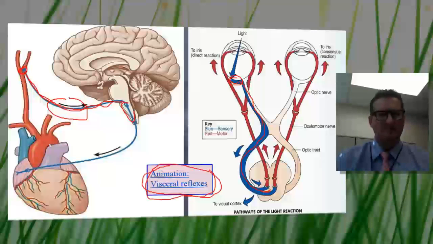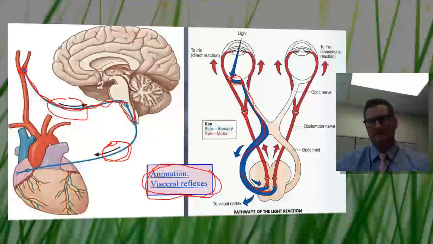In the blood pressure example on the left, it's the vagus nerve that is the motor nerve. The vagus nerve sends a signal to the heart's pacemaker, the SA node, to slow its rate. The oculomotor nerve transmits its signal to the intraocular muscles of the iris and ciliary body, called the intraocular muscles. So it comes back along the third cranial nerve, the oculomotor nerve.